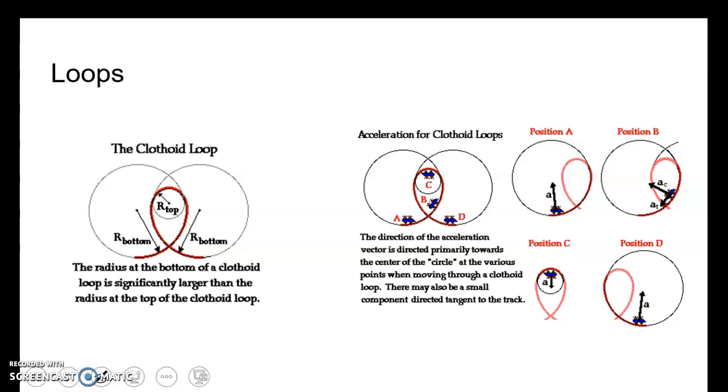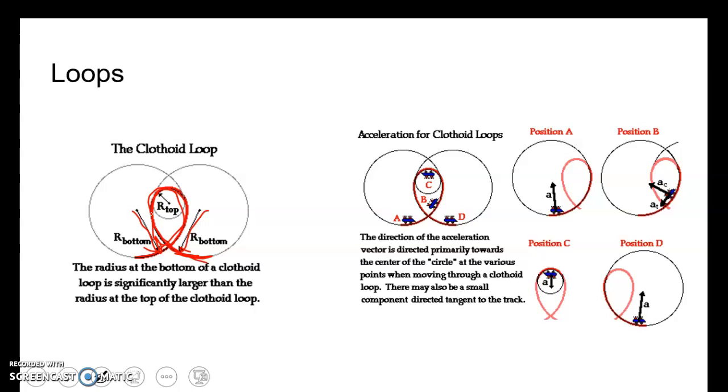So in loops, this is a clothoid loop, and it's just a loop to loop like so. But what we have is two circles. We have the big circle, which is where they're not tied in, and then we have the small circle, which is the loop itself. So the radius is almost double, right? The radius at the bottom is not always the same as the radius at the top. In fact, the radius at the bottom is a lot larger than that at the top.